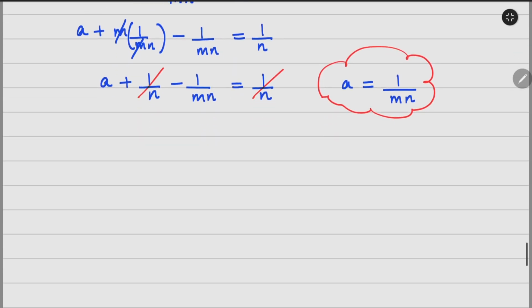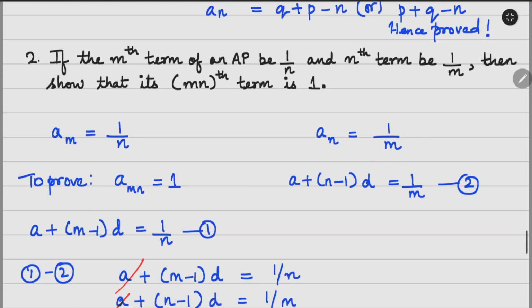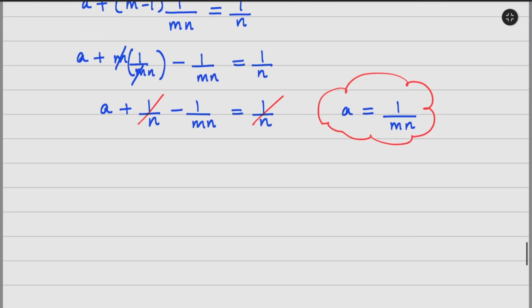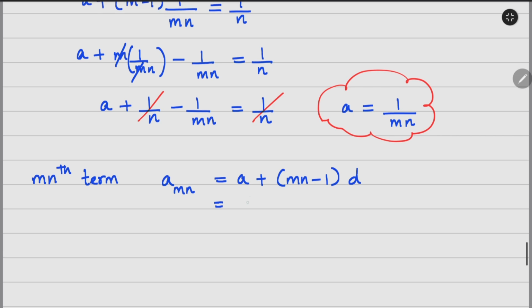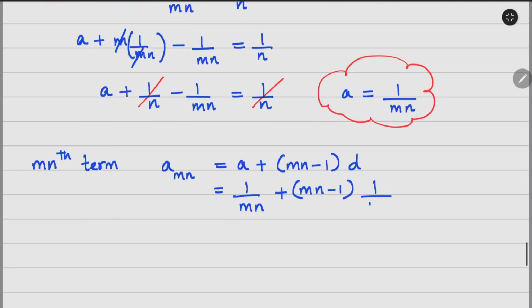Now all we have to do is just put it in what is required. We have to calculate the mnth term. So what is the mnth term? So the mnth term is nothing but amn is equal to A plus mn minus 1 into D. In place of A, I will be putting 1 by mn plus mn minus 1 into D. What is D? D is 1 by mn.